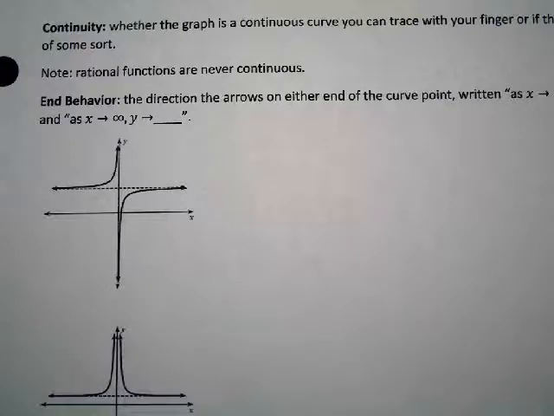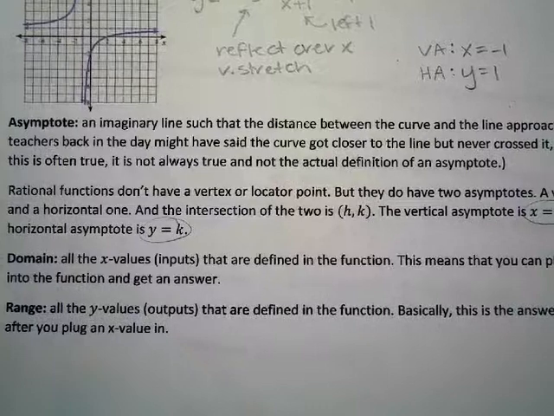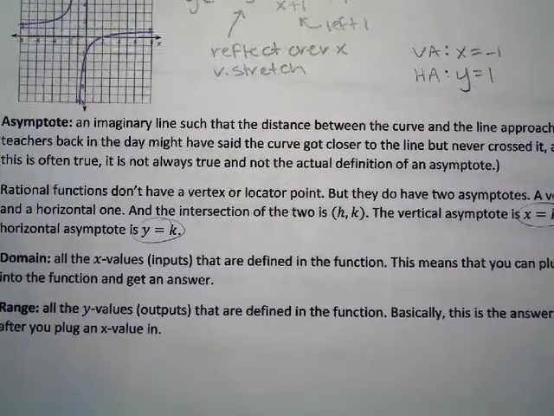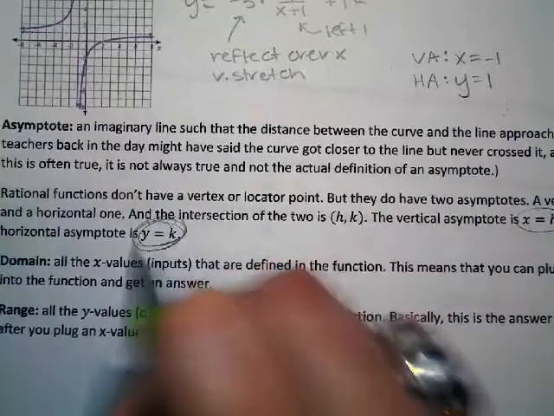Look back in your notes. Well, read the part about the asymptotes. We circled it. I told you to circle it, highlight it. It's not y. It's k. The horizontal asymptote is always k.